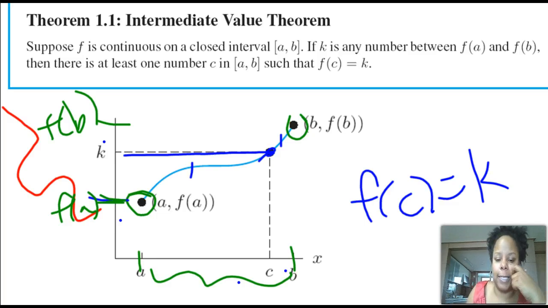So this is, by definition, how we consider functions to be continuous: on a closed interval, by proving that no matter what value you pick in between f of a and f of b, you will always be able to find a c such that f of c is equal to k.